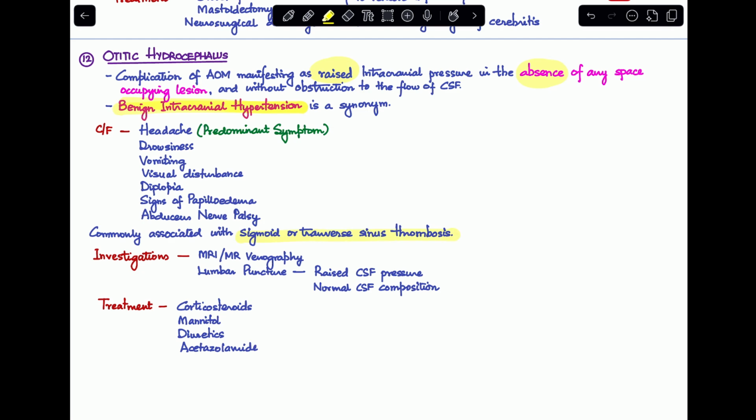Investigations involve MRI or MR venography, and lumbar puncture will show a raised CSF pressure but a normal CSF composition. Treatment of this includes corticosteroids, mannitol, diuretics, acetazolamide. Basically, the treatment is directed towards reducing the intracranial pressure. So that completes all the intracranial and the extracranial complications seen in a case of acute otitis media.